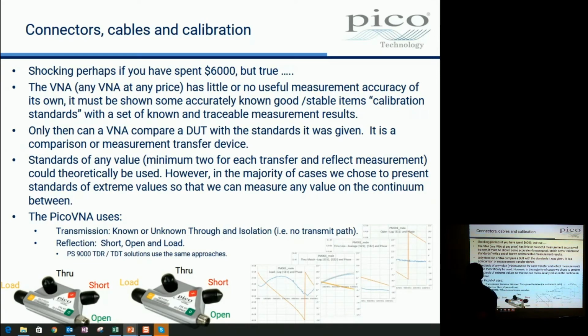There are various other ways of calibrating. There are all sorts of standards that can be used: multiple shorts of different lengths, transmission lines of sliding length. You can do all of these things in more advanced VNAs. We do not support those forms of calibration, and neither do most of our competitors, as you'll see in the competitive analysis. We use short, open, load and through.